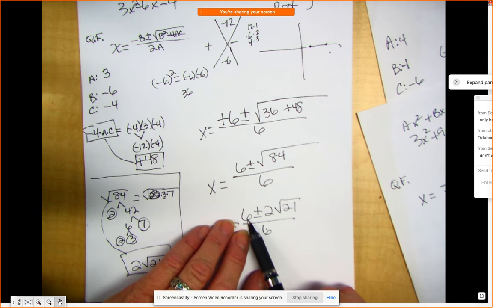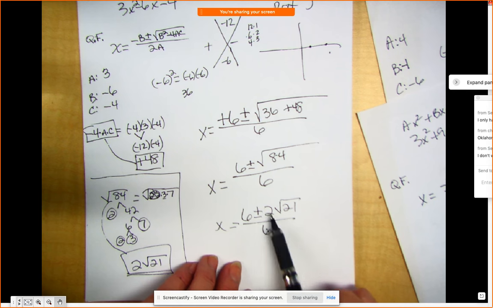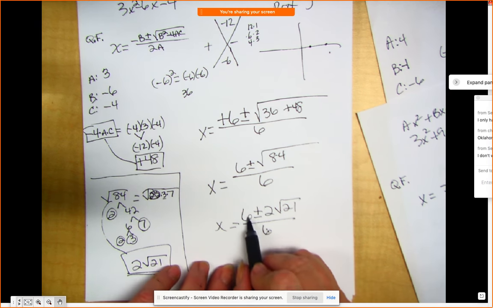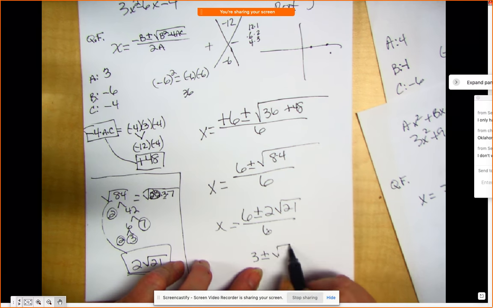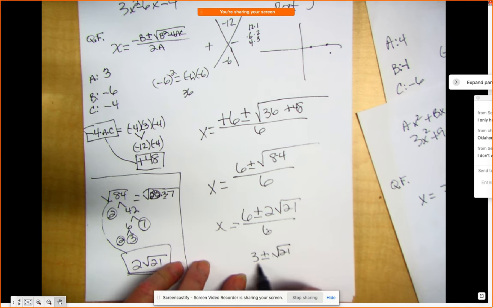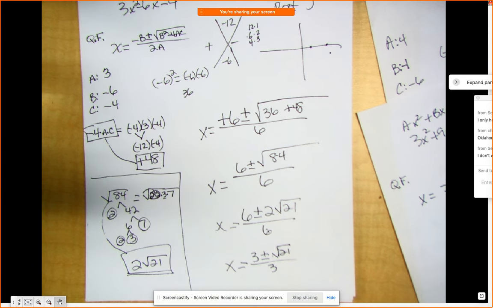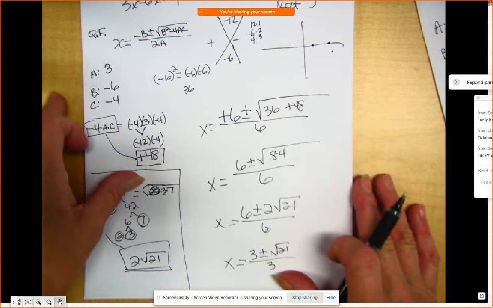But I see 6 is even, 2 is even, and 6 is even. All 3 of those are divisible by 2. So 6 divided by 2 is 3, plus or minus. 2 divided by 2 is 1. So there's really a skinny 1 there. And 6 divided by 2 is 3. Don't try and cancel those. They don't cancel. But here's how you would write your two answers.